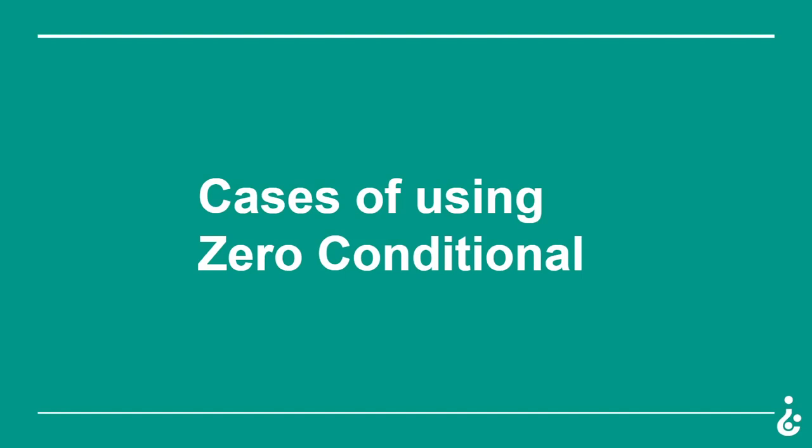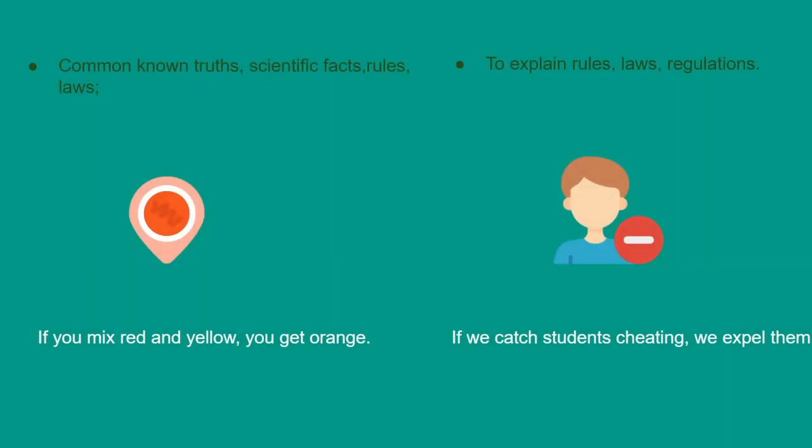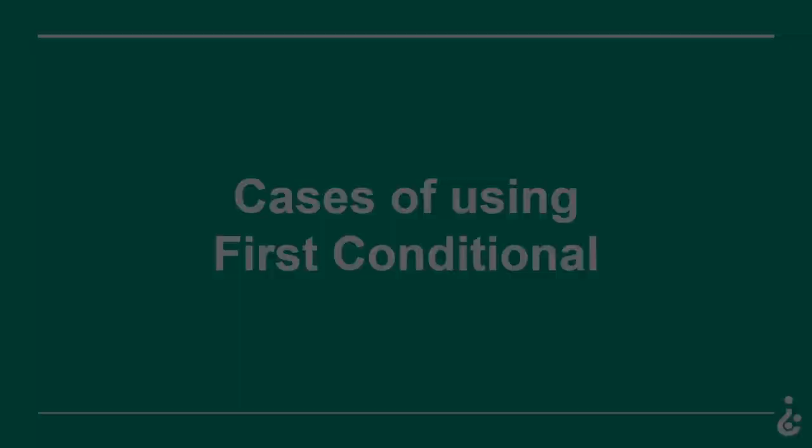Cases of using zero conditional: common known truth, scientific facts, rules or laws. If you mix red and yellow, you will get orange. To explain rules, laws or regulations. If we catch students cheating, we expel them.